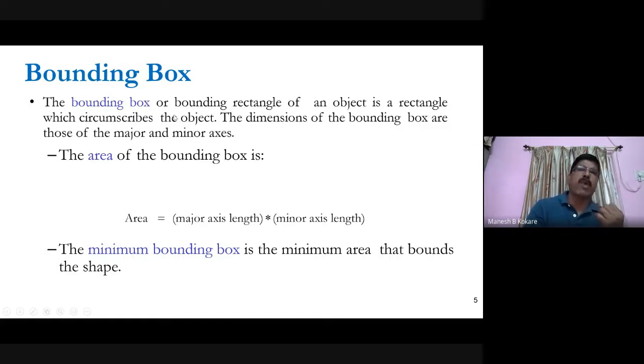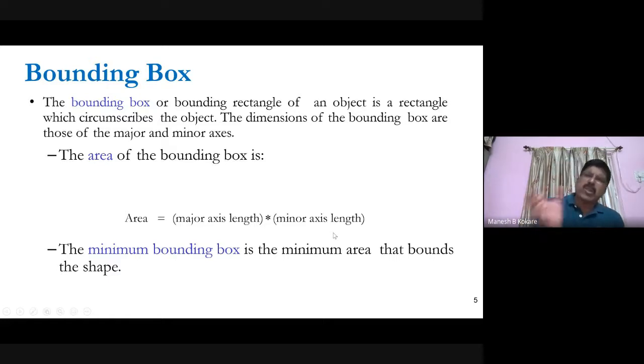Next one is the bounding box. Bounding box features: the bounding box or bounding rectangle of an object is a rectangle which circumscribes the object. The dimensions of the bounding box are the major axis and minor axis. Here you are fitting that shape in a bounding box and then finding the area of that bounding box, so that area will be equal to major axis length multiplied by minor axis length.